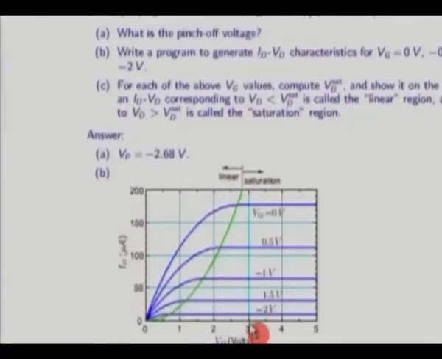So if you keep on increasing the drain voltage, your P plus N junction will keep getting more and more reverse biased. At some point, this junction will simply break down, and then the current, the ID, will start increasing dramatically. And of course, you never want to operate in that particular region. It's not useful for amplifiers or any digital circuits. So you always avoid that region.